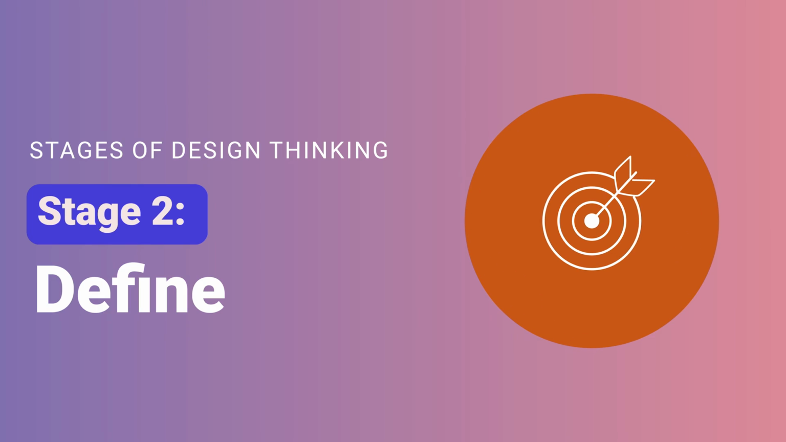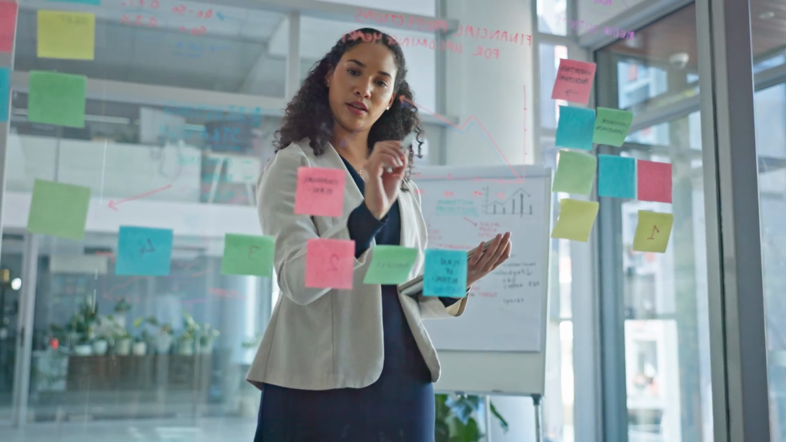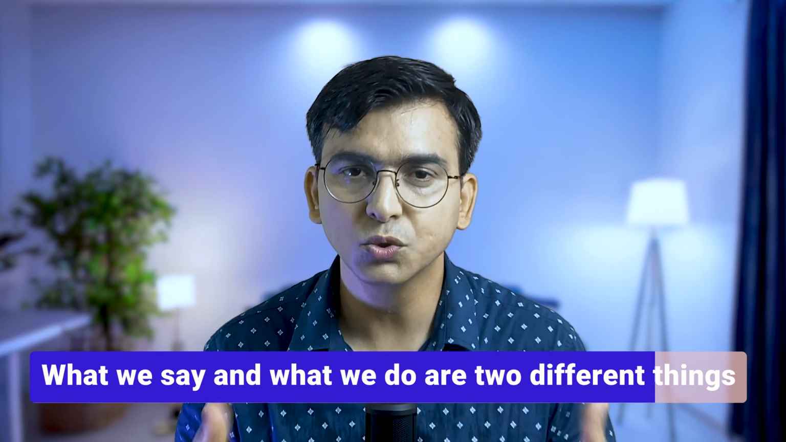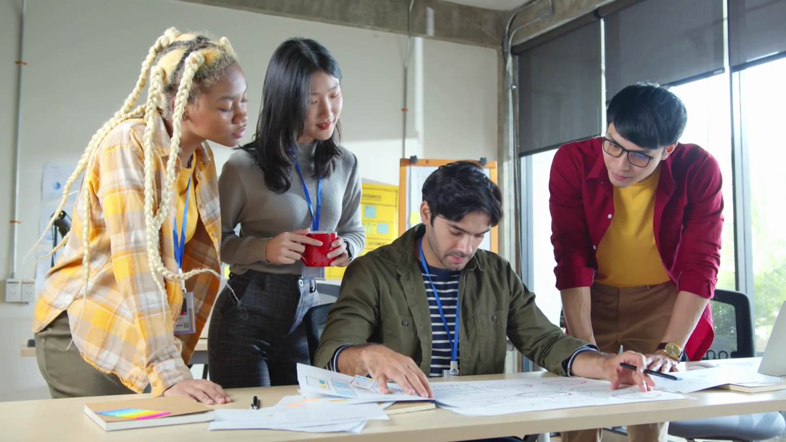Stage 2, define. Based on the research you have done in stage 1, you will now have to draft a problem statement. It sounds simple, right? Just drafting a problem statement? Not a big deal, right? But let me warn you, understanding human behavior is difficult. What we say and what we do are two different things, and therefore we will need to precisely understand the unsaid needs of the user and accordingly draft the problem statement.